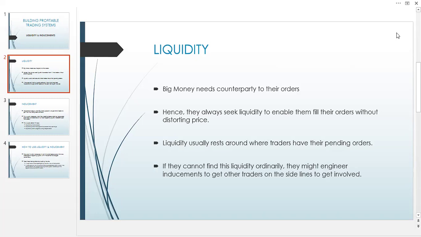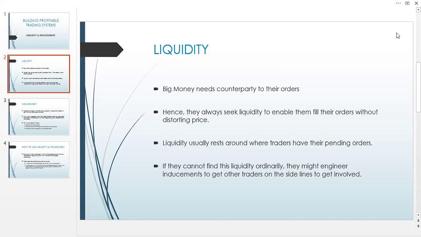So for big money as well, big institutions who need to get involved in the market, they need a counterparty to their orders. If you want to buy, you want to make sure that there are enough sell orders, or selling positions, in the market to enable you to fill your orders. Hence, they always seek liquidity to enable them to fill their orders without distorting the price. So how do they do this?